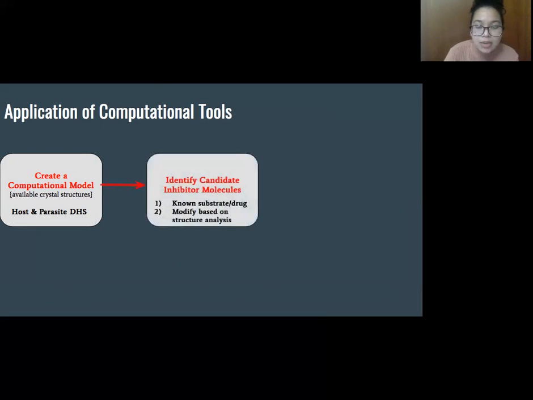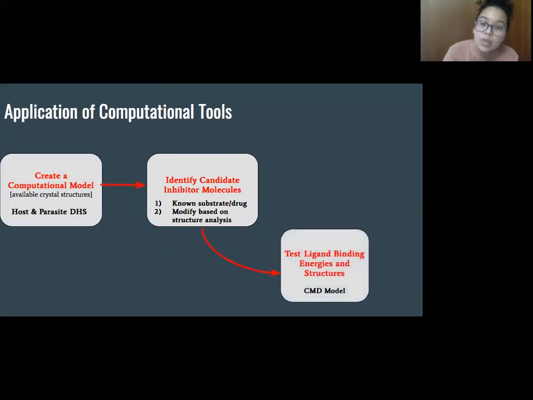The next step is to identify candidate inhibitor molecules. By analyzing both the human and the parasite DHS, we can modify these known substrates and drugs to create better binding with the parasite DHS and no binding with the human DHS.